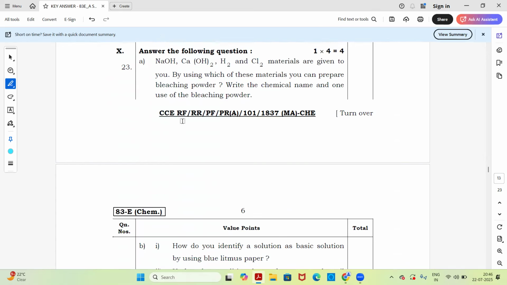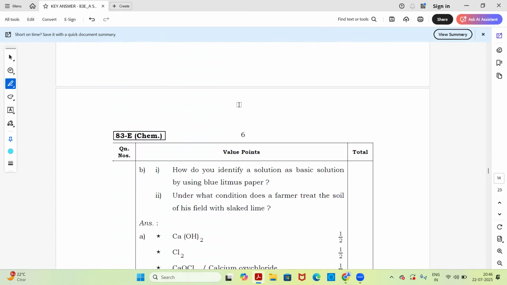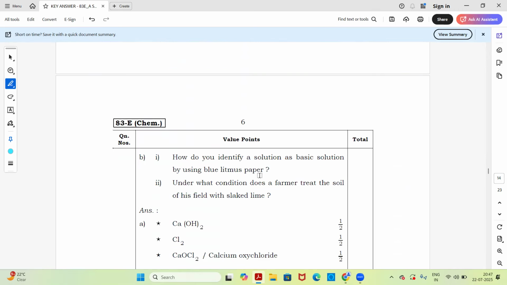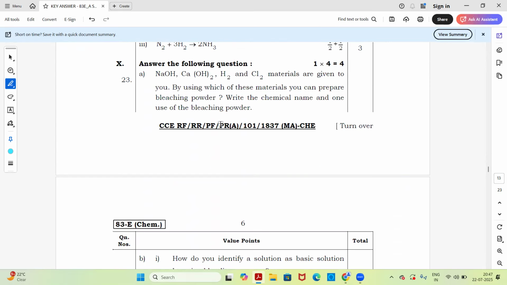Again, NaOH, Ca(OH)2, H2 and Cl2 materials are given to you. By using which of these materials can you prepare bleaching powder? Write the chemical name and one use of the bleaching powder. Okay, so this is question A. Question B has again two options, two sub questions. How do you identify a solution as basic solution by using the blue litmus paper? And the second question is, under what condition does a farmer treat the soil of his field with slaked lime? So let's see the answer for this question first.